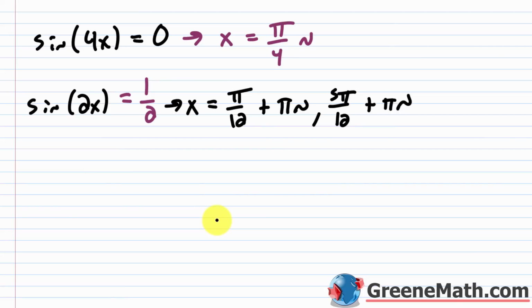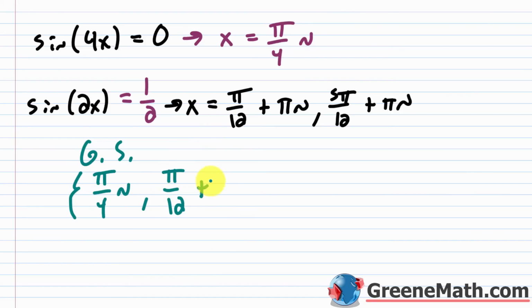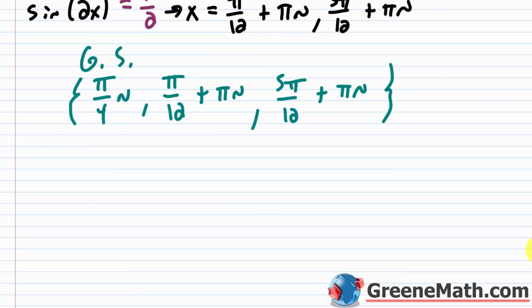And now let's put our solution together. So right now I'm giving you the general solution, and then I'll give you the solution over an interval. So for the general solution, you're going to take this one. So we're going to say that we have pi over 4 times n. Then if we think about this one, we have pi over 12 plus pi n. And then this one is 5 pi over 12 plus pi n. That's our general solution.